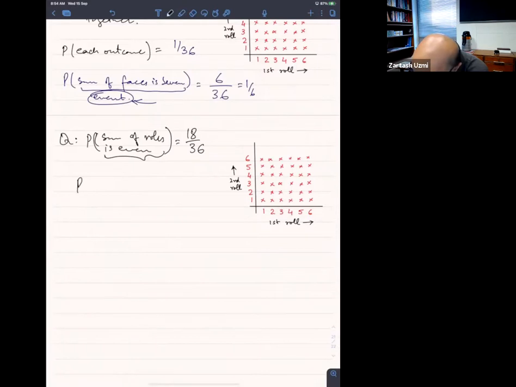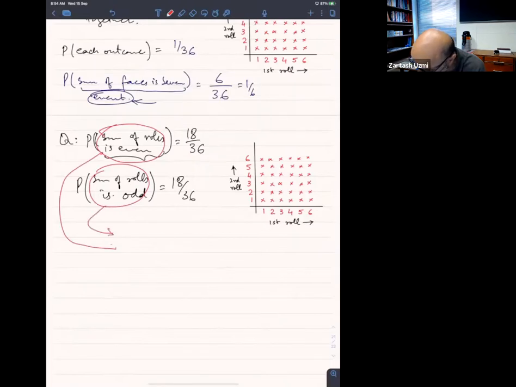What is the probability that sum of rows is odd? Answers in the chat window. This would also be 18 out of 36. Are these two events, this guy here and this guy here, are these two events mutually exclusive? Yes or no? Answer in the chat window. Mutually exclusive. Yes or no? Yes, they are mutually exclusive.